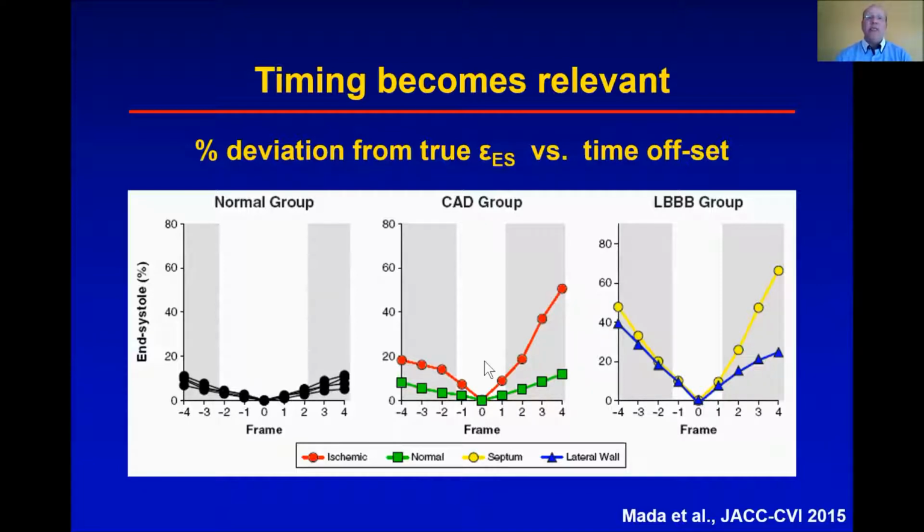And you can see here the percentage change in your strain values when you move just a few frames backwards or forward. So you get huge errors if you have a bad timing definition.